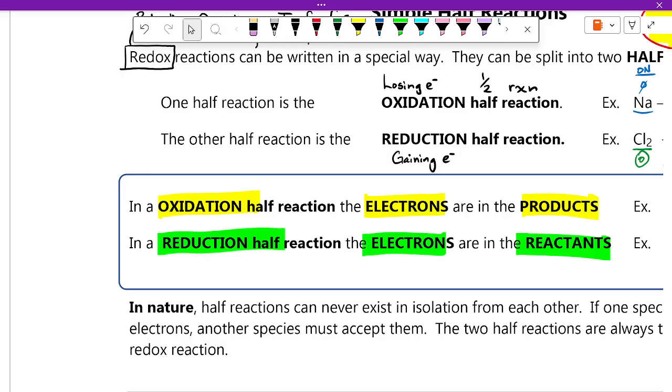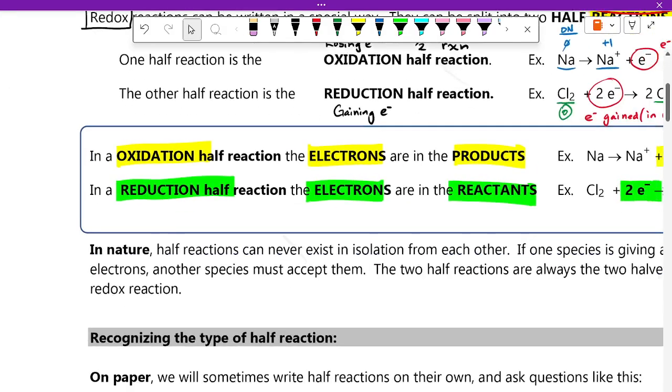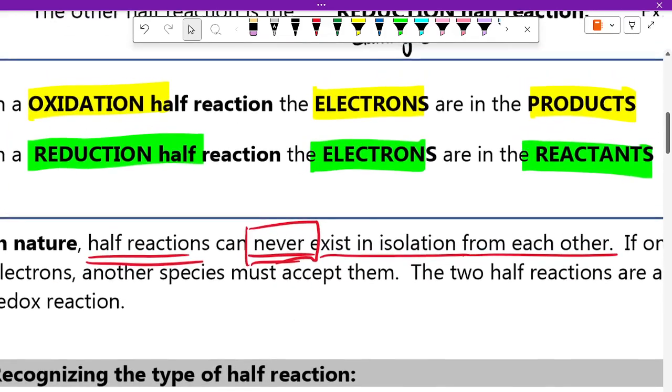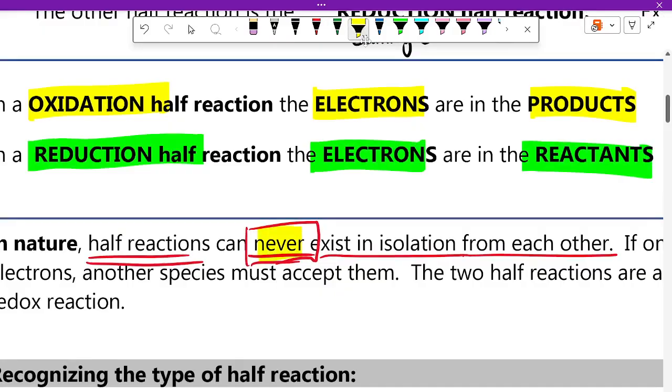Okay, so although both need to be present, you'll have a half reaction over here. It'll be attached by a wire to a half reaction over here, and there'll be another wire or actually some solution forming the circuit, completing the circuit. And we'll look at that a little bit later. But for now, you should just realize that half reactions never exist in isolation from each other, okay? One thing has to be getting oxidized, the other thing has to be getting reduced.